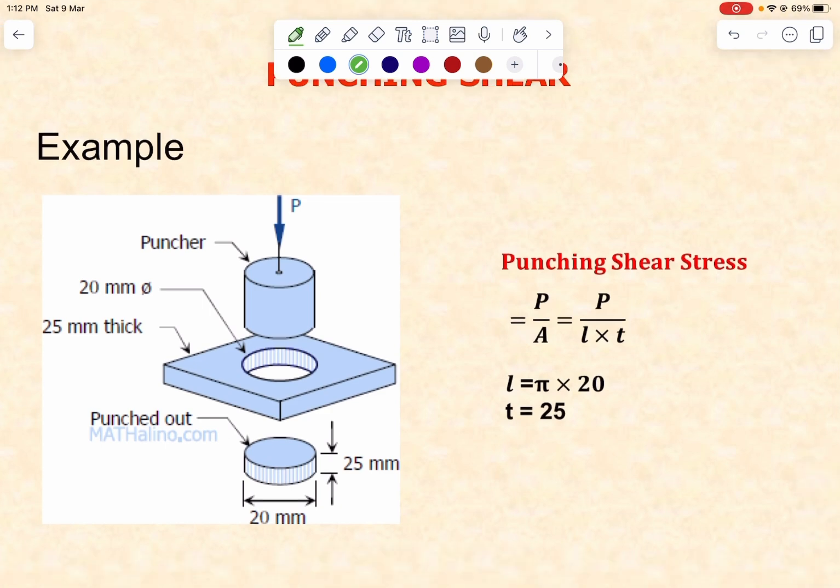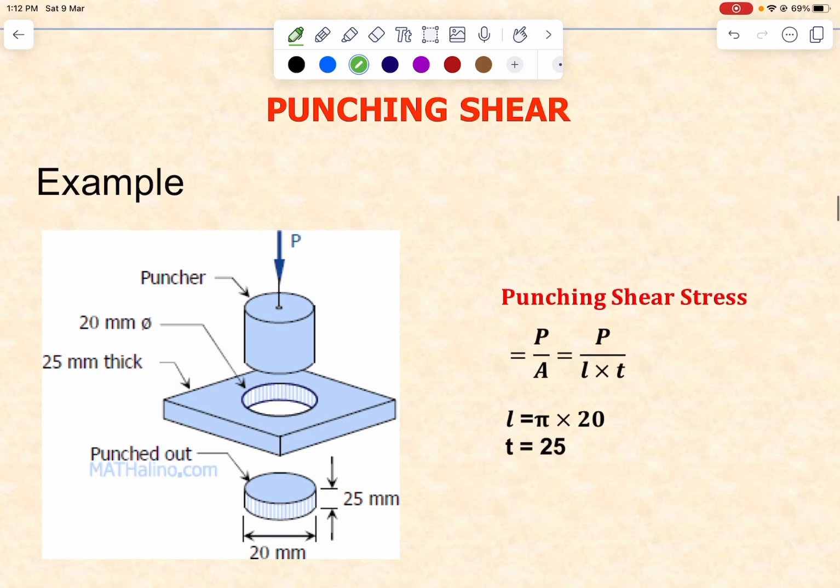Here is an example توضح أكثر ال punching shear. If we are applying force P and we have the thickness of this square is 25 millimeter, and we are given that the circumference is 20, or the length. So this one is the radius, I guess.